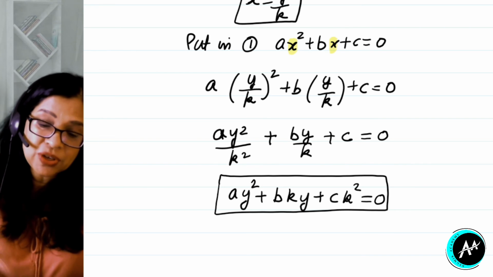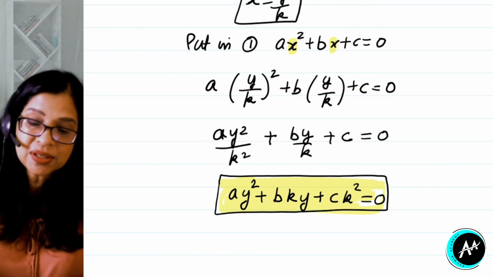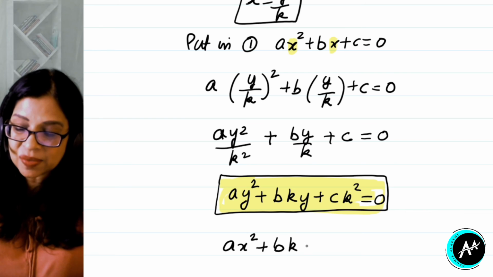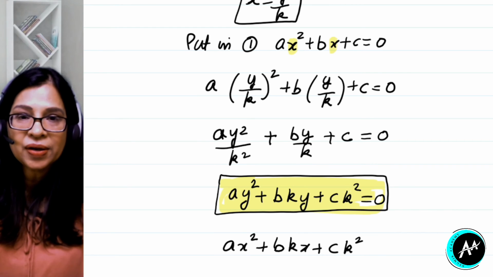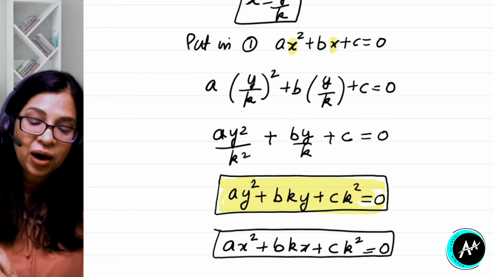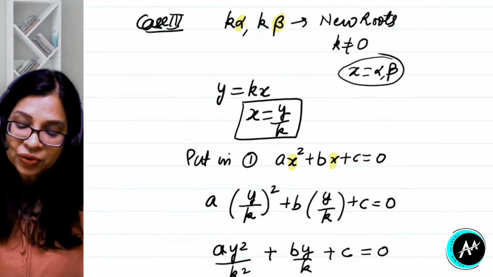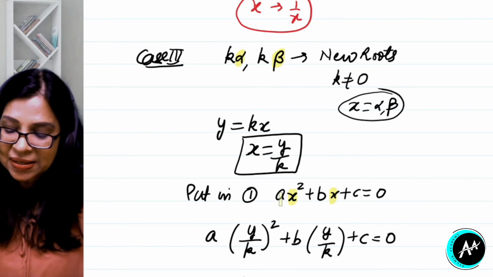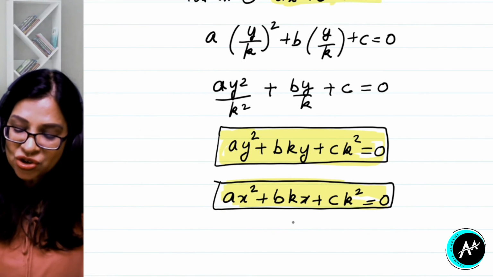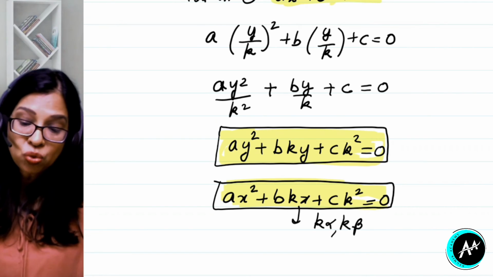Now observe. This equation again we can replace y by x. So what is the new equation now? I have ax square plus bkx plus ck square is equal to 0. So this is the equation which will have roots k alpha and k beta. So that means what have we seen? That if this equation ax square plus bx plus c equal to 0 was having roots alpha beta, now this new equation will have roots k alpha and k beta.